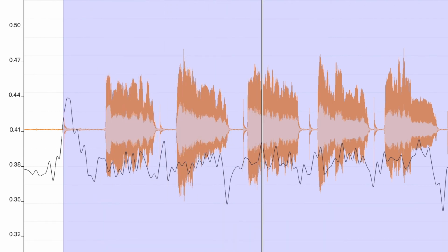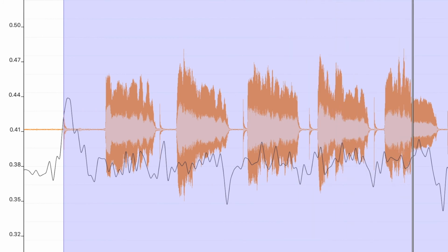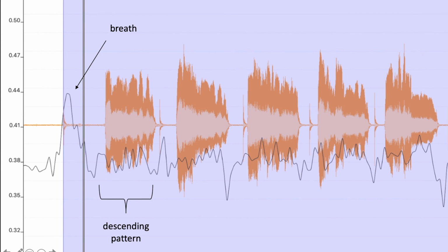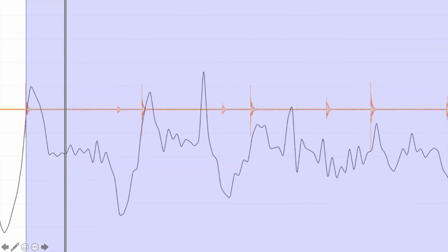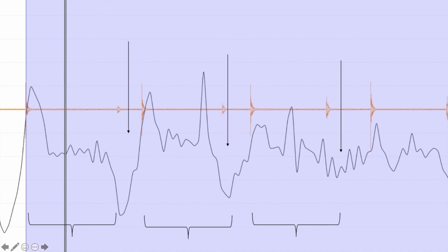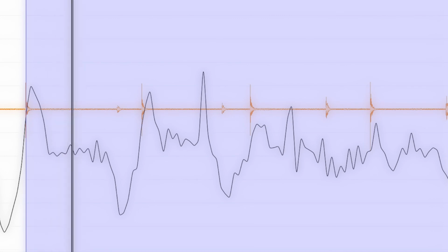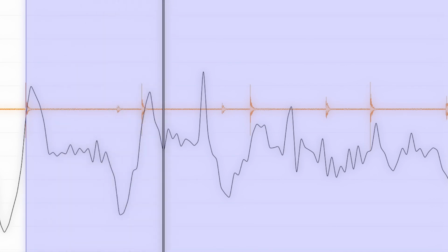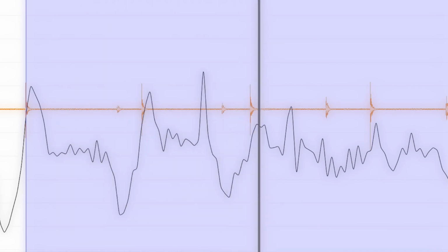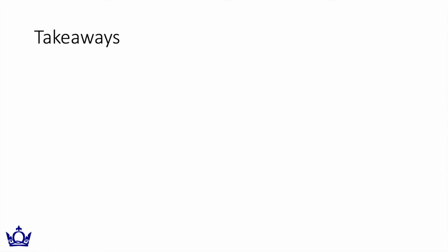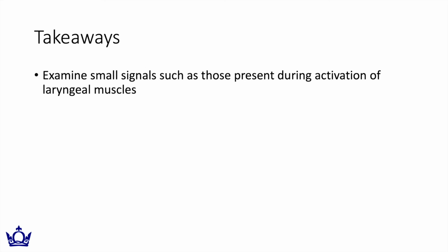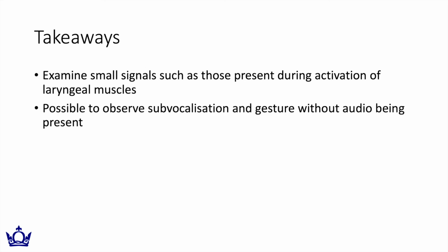We can see patterns of exercises in the case of this descending scale vocalise, and also that this pattern remains visible in subvocalization if I imagine singing a couple of these. We see that we are able to observe small signals during singing exercises, as well as during subvocalization.